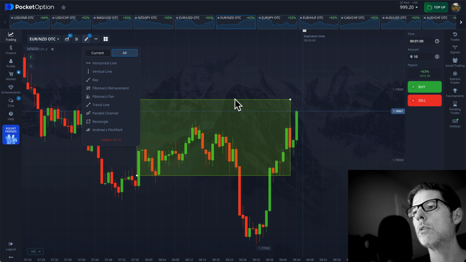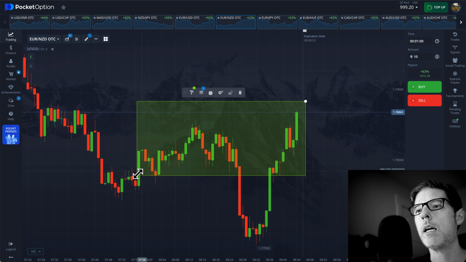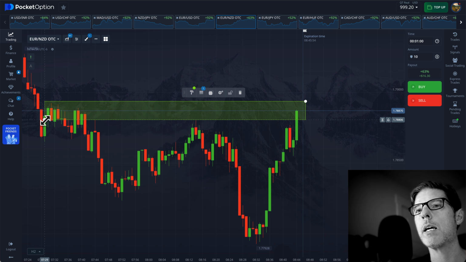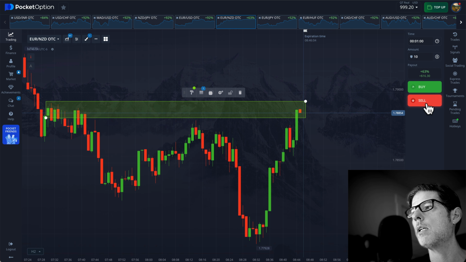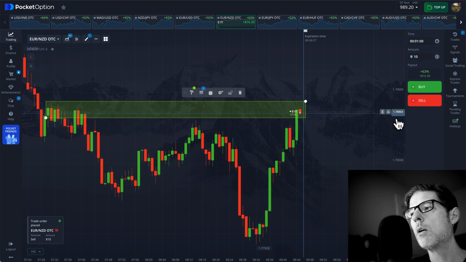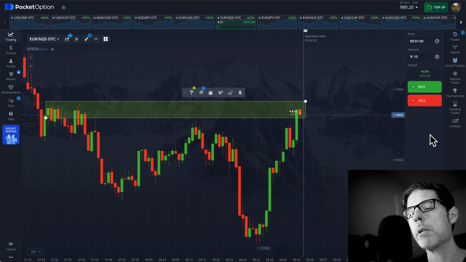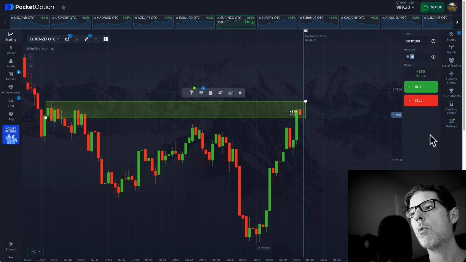Let's grab the rectangle tool over here and position this. Look what we got here, guys. If I didn't draw out this rectangle, you may not have seen it. But if you look over here on the left, you can see how all of this rejection here just does not want to go any higher. Now, it could go higher. We don't know. There's only two things that can happen. The price could either go up or down. That's it.